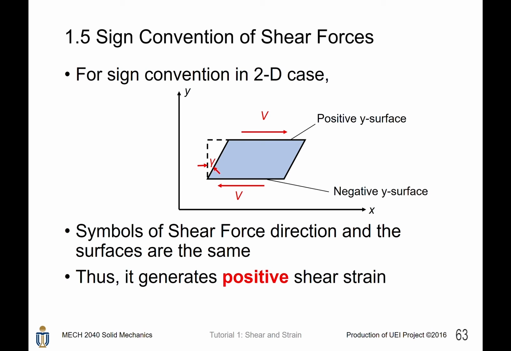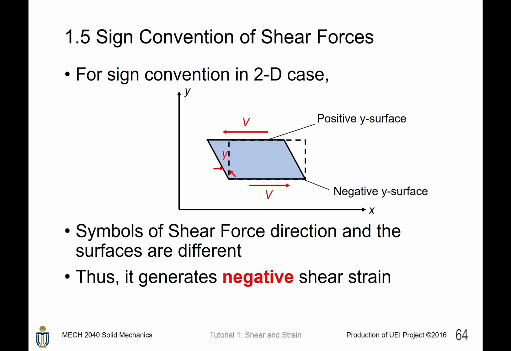For the sign convention in 2D case, this is positive. Why? Because the force is pointing to the positive x direction. This surface is defined as positive y surface. That means the shear force direction and the surface symbol are the same. So this is pointing to the positive direction and this is positive surface. Then this shear force should be positive. Similarly, it is pointing to the negative direction. It is negative surface. Then it is also positive. Therefore, we can say that this pair of shear stress are positive, or this pair of shear force are positive.